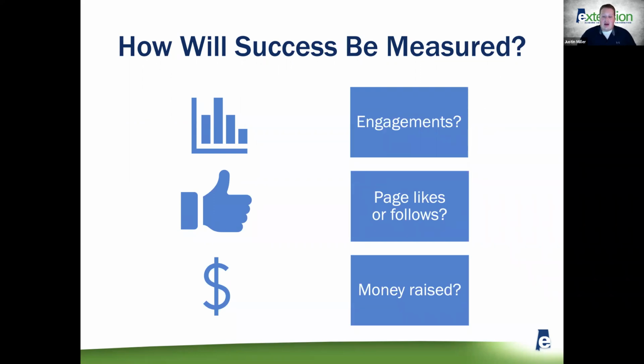It can be engagements. Are you looking to get more engagement from your audience? Are you looking for more page likes or follows? Or if you're raising money, is it a certain amount of money that you wanted to raise? Whatever this parameter is, you need to be sure to set it and have this planned ahead of time, because in the end, this is how you're going to measure whether you failed or not. And this is so important. Again, I cannot stress how important this is for you to have this parameter set up ahead of time before you go into a campaign.